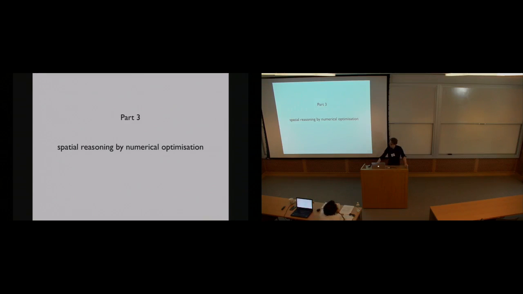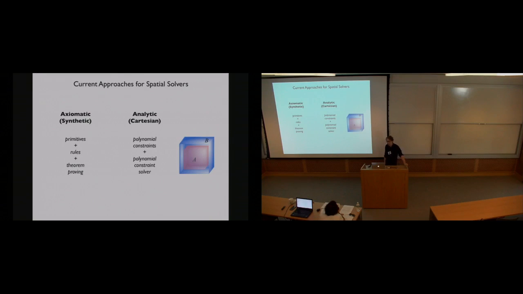Okay, so as far as I'm aware, humans have really discovered two main families of ways of solving these sorts of spatial problems. One branch is axiomatic methods, and the other is analytic. Axiomatic methods work by having primitives and rules, and then solving things using theorem proving, basically. Analytic approaches encode spatial constraints using polynomials. So they translate the problem into another domain, and then they apply polynomial constraint solvers. Numerical optimization falls in this branch, the analytic side.